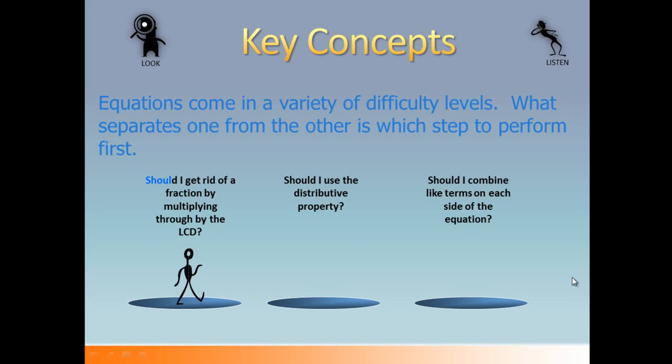Okay, so when you're solving equations, there's always a variety of things to think about. One is that you should first ask, should I get rid of a fraction by multiplying through by the lowest common denominator? Should I use a distributive property? Should I combine like terms on each side of the equation? These are questions that you need to ask yourself, in this order, when you're solving an equation. So is there a fraction, distributive property, combine like terms on each side separately?